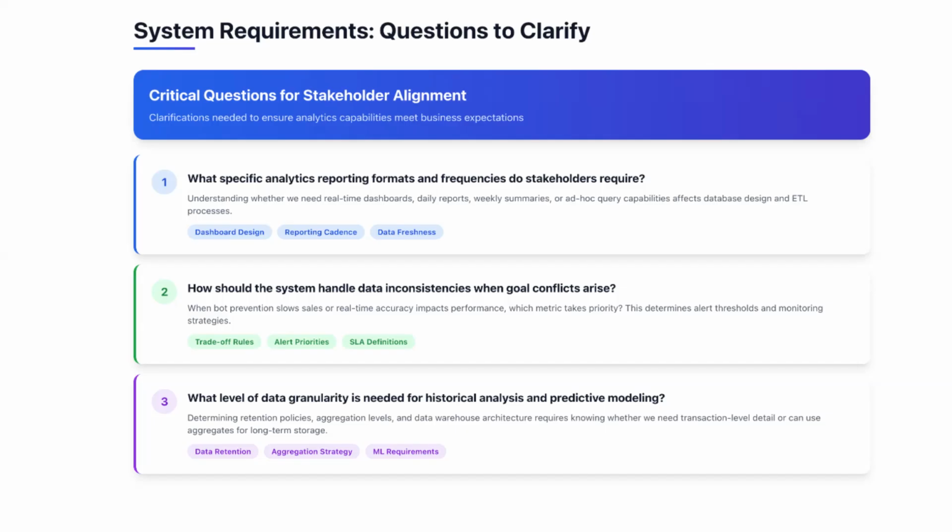I have three questions to clarify with stakeholders. First, what reporting formats do stakeholders require? Dashboards versus weekly reports for effective database design. Second, when conflicts arise, which metric takes priority? This determines alert thresholds. Third, what data granularity is needed for analysis? This affects retention policies.